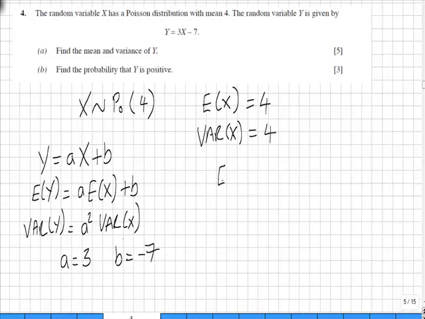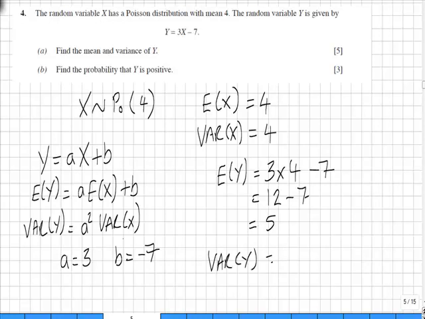So in calculating the expected value of y, we have 3 times the expected value of x, which we know is 4, take away 7, which is 12, take away 7, which equals 5. The variance of y is equal to a squared, which is 3 squared, times the variance of x, which is 4. So there we have 3 squared times 4, which is 9 times 4, which is 36.